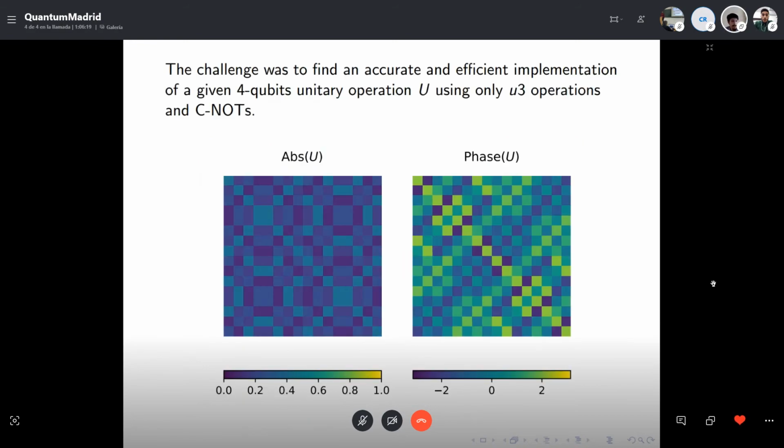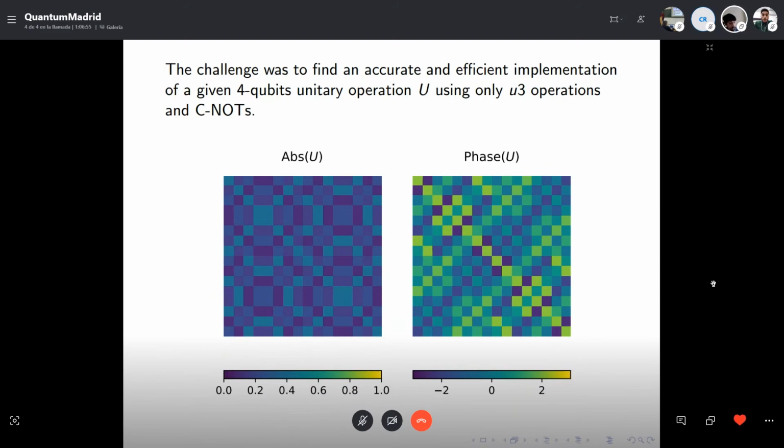First, the challenge. The challenge was to find an accurate and efficient implementation of a given unitary transformation. This transformation was a 4-qubit matrix, so it has a size of 16 times 16. It is fixed, so it is just one matrix, and the idea is to implement this matrix in a quantum circuit using only U3 operations and control-not operations.